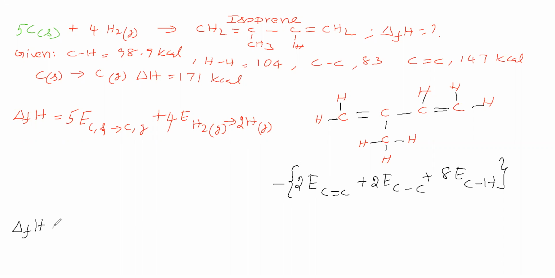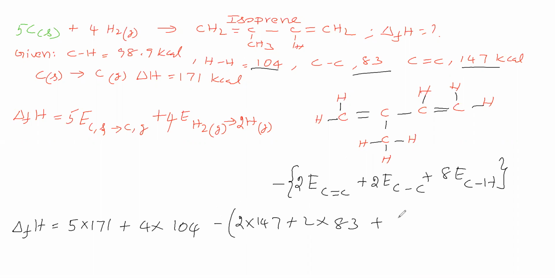So delta H_f is equal to 5 into carbon solid to carbon gas, for that how much? 171. Plus 4 into hydrogen molecules to hydrogen atoms, for that how much? Here given 104. Minus 2 into C=C double bond energy, how much is given? 147. Plus 2 into C-C bond energy, given 83, plus 8 into C-H bond energy, given 98.9.